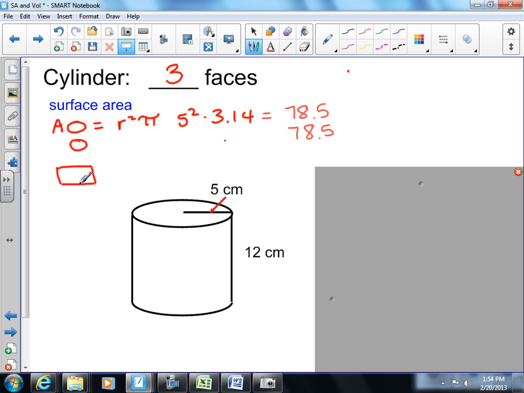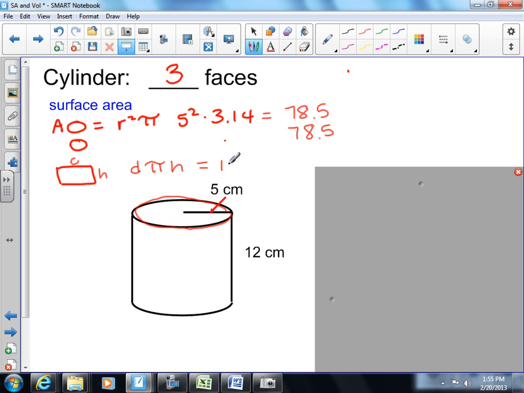Okay, then the third part is this rectangle. Now, the rectangle actually goes around this circle. So what is that? That's the circumference. This is circumference times the height of your cylinder. So whatever your circumference is, times the height. Okay, circumference, which is diameter, times pi, times the height. And you might write that down, because that's what you're going to do to find the area of this rectangular part.